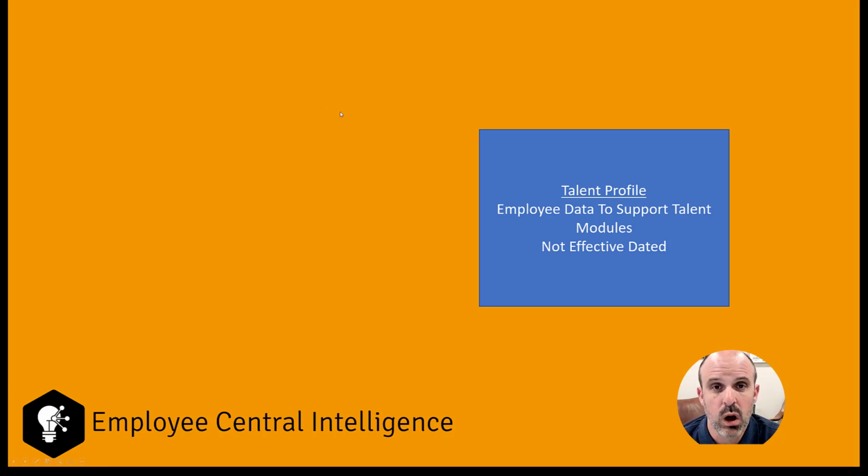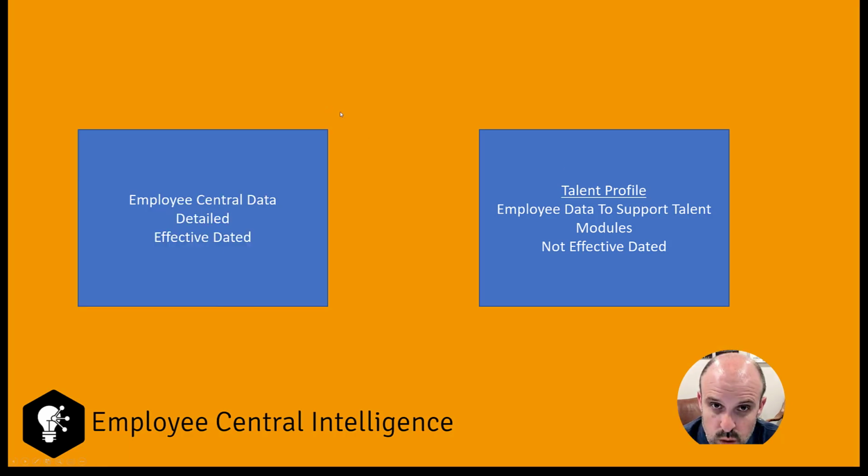But of course, with Employee Central, we have a new source of data. We have Employee Central data. If before the talent profile system had first name and last name, well, guess what? We have that now in Employee Central as well. And the data that we have in Employee Central is more detailed and also is effective data. So the rich data is on the Employee Central side. So we've got to do something to keep these two sources of data in sync.